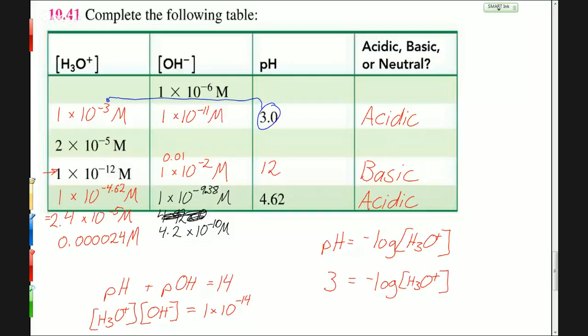Did you get it to work on your calculator? There's two ways to do it on this one. You go 10, and this is the power, and 10 to the minus 4.62. Okay, that's one way to do it. Or you can go 1e minus 4.62. Oh, because it doesn't like the decimal, so you can't do that. So you have to do this.